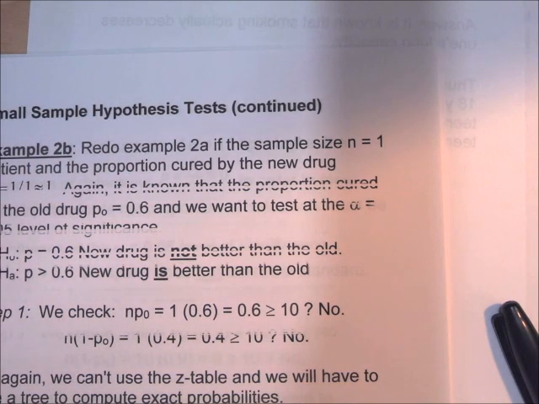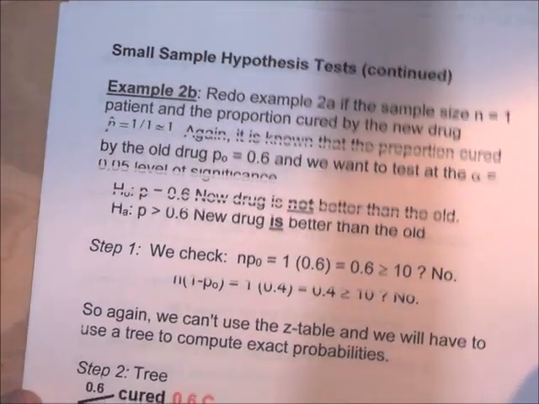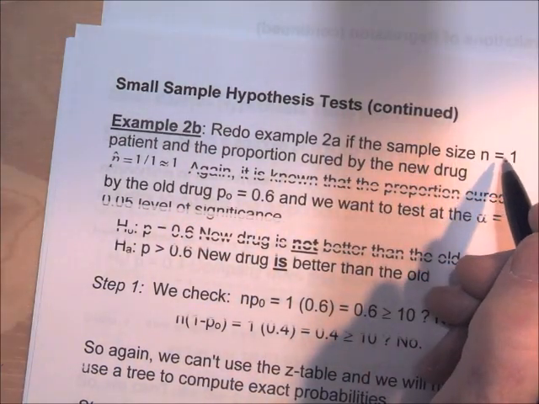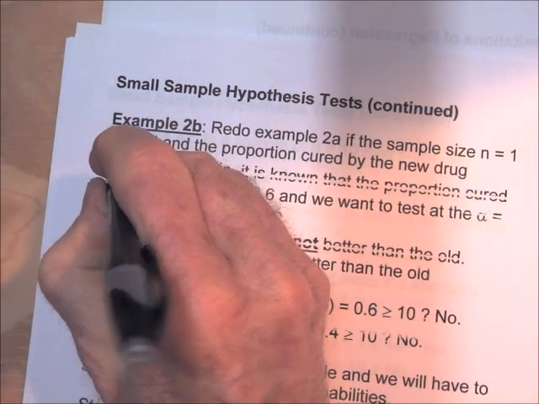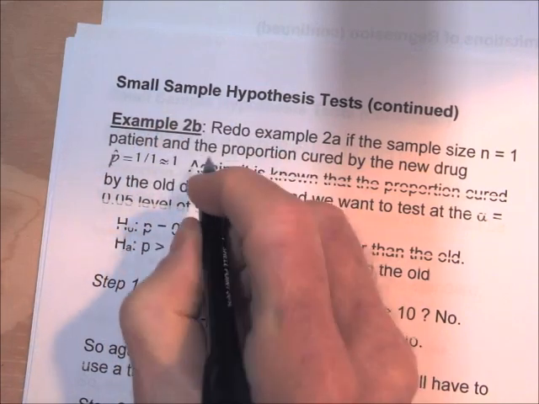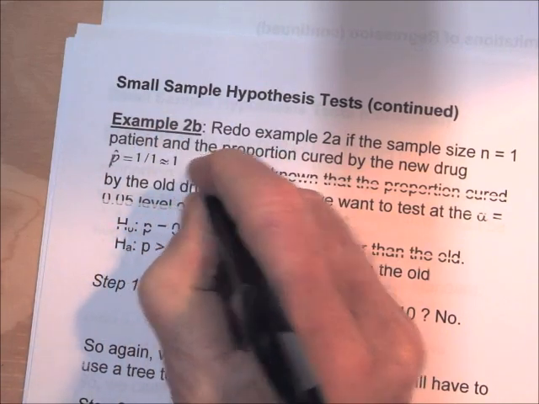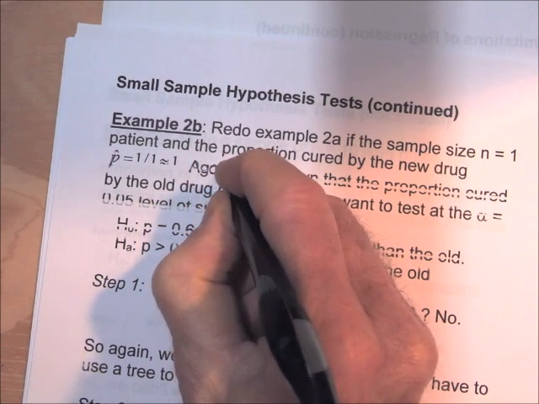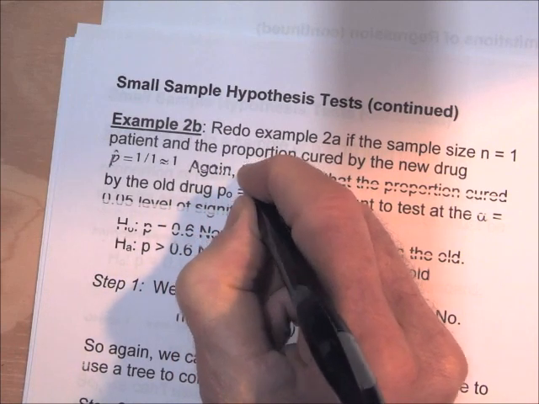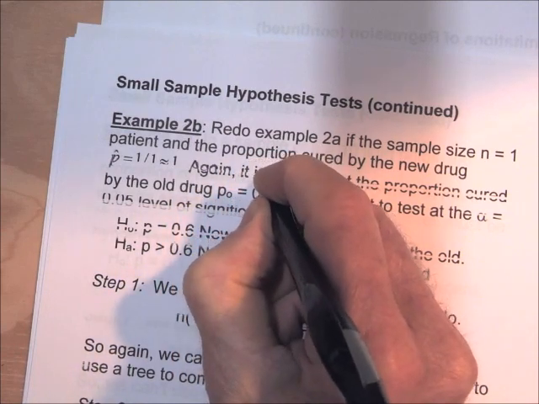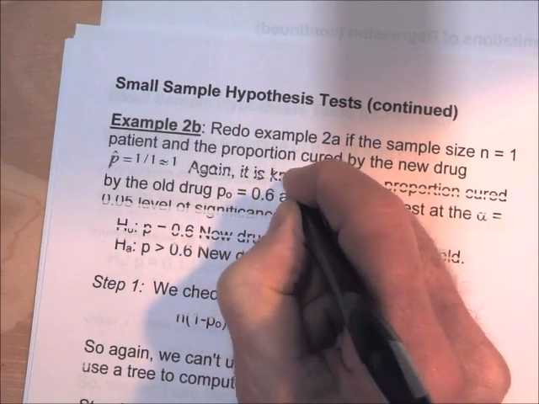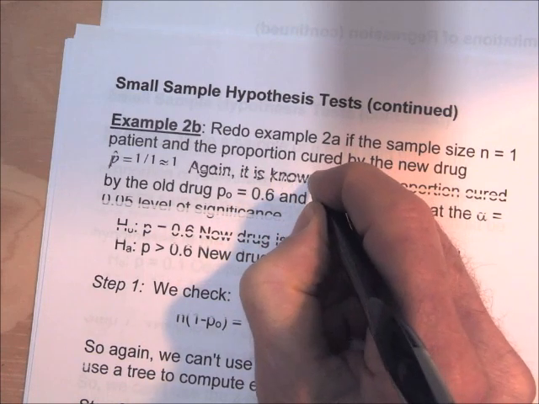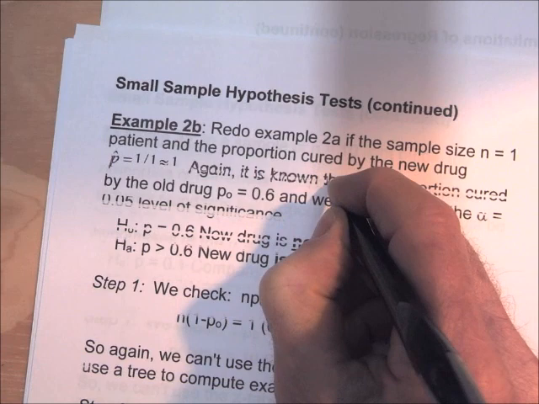Okay, so I'm going to do another example, example 2b. We're going to redo example 2a if the sample size n is equal to 1 and p hat is 1 out of 1. So the 1 out of 1 were cured. So the proportion cured was 1 out of 1. So we had one patient and that patient was cured. So we want to know, does that provide sufficient evidence to conclude that the new drug is better than the old?